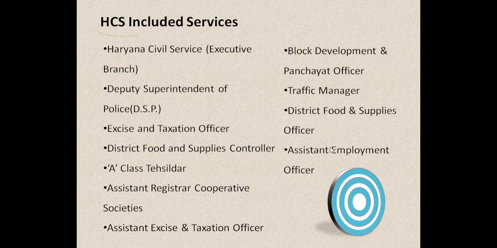Now, what services are included in HCS? These are the services included by HCS: Haryana Civil Services, Deputy Superintendent of Police, Assistant Registrar Cooperative Societies, Associates, Block Development and Panchayat Officer, Traffic Manager, Assistant Employment Officers.